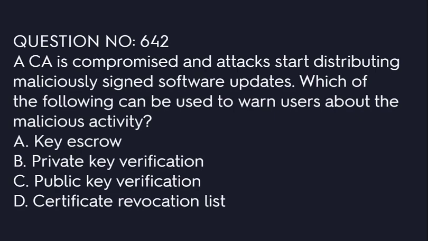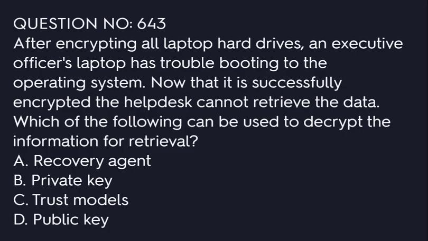Question number 642. A CA is compromised and attackers start distributing maliciously signed software updates. Which of the following can be used to warn users about the malicious activity? A. Key escrow. B. Private key verification. C. Public key verification. D. Certificate revocation list. D. A.